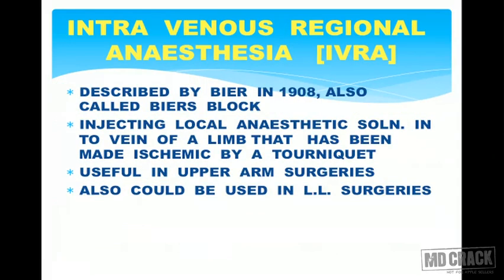Then the next form of analgesia is intravenous regional analgesia. This was described by Bier in the year 1908. It is also called Bier's block. This consists of injecting local anesthetic solution into the vein of a limb, preferably the upper limb, that has been made ischemic by a tourniquet. This is useful in upper arm surgeries. It also could be used in lower limb surgeries. I am going to talk in detail about this particular form of anesthesia.